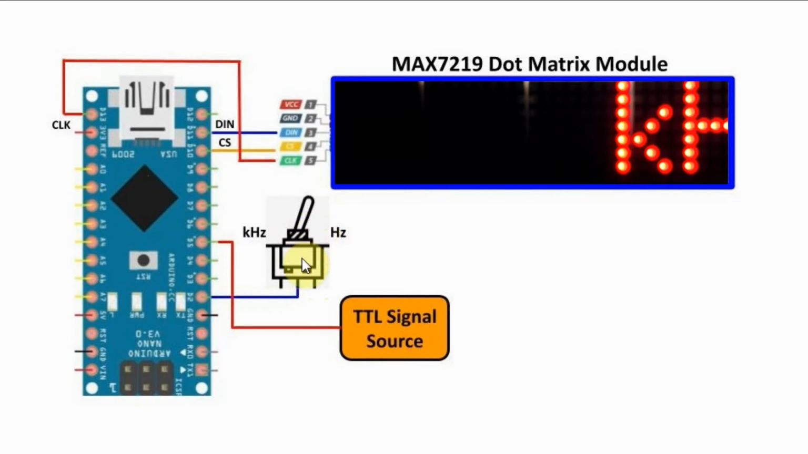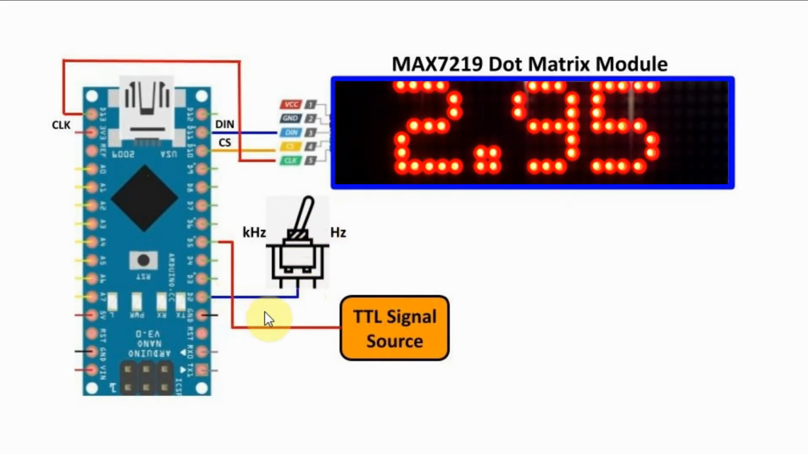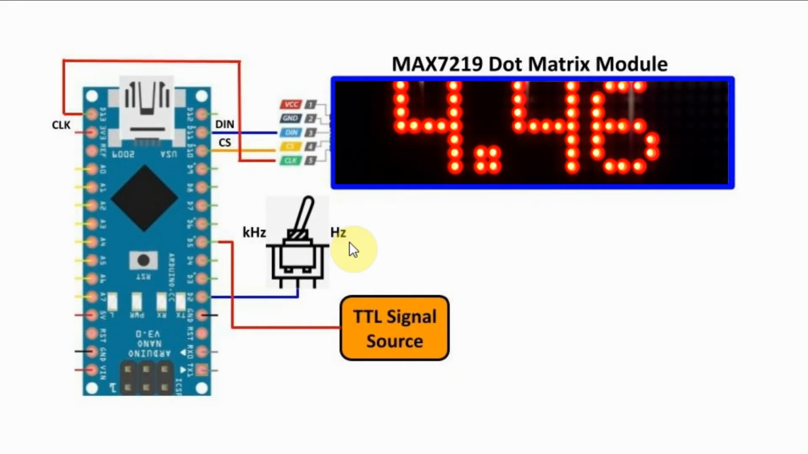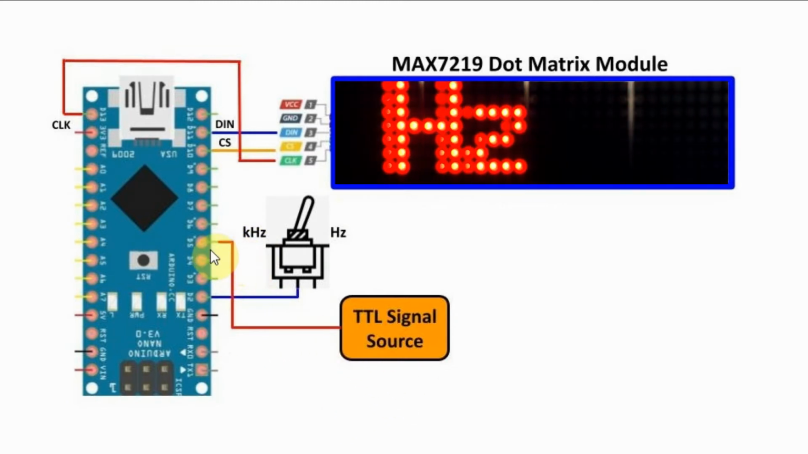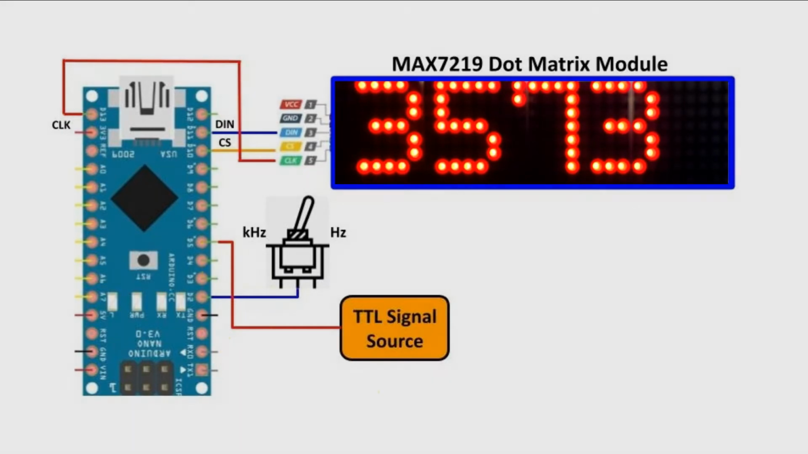We have a toggle switch connected to digital pin D2. The switch will determine whether we are displaying the frequency on the display in hertz or in kilohertz. We also have a TTL signal source which is fed into pin D5 of the Arduino.